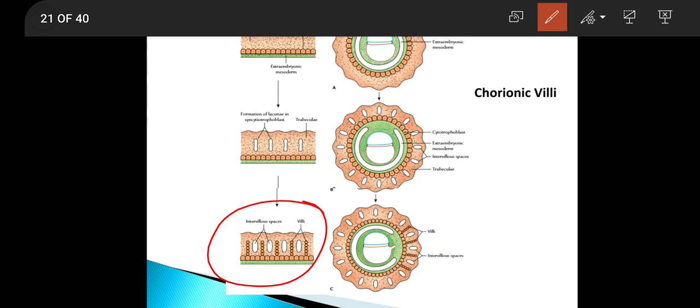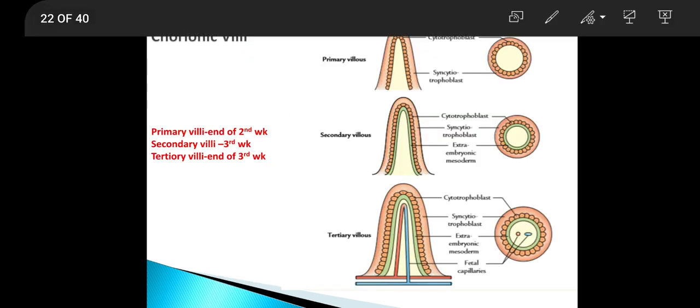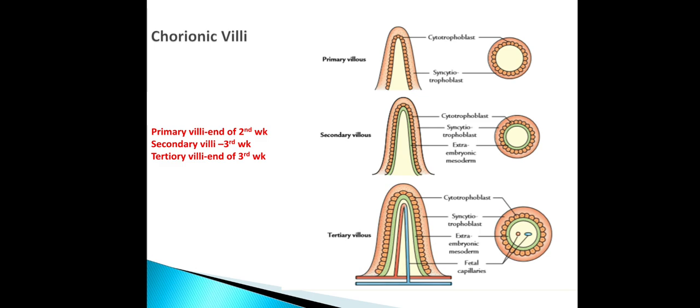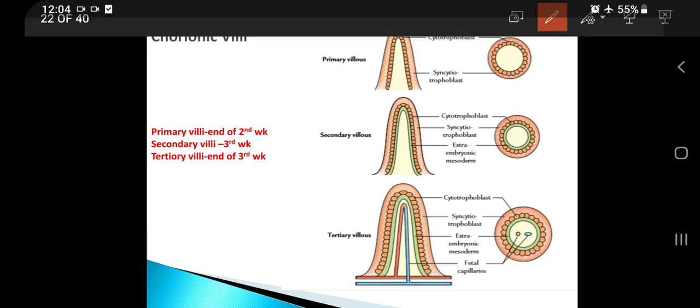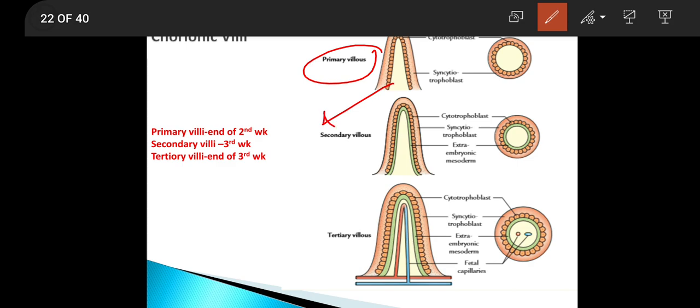So how is the primary villi formed? Cytotrophoblast is extending into the syncytiotrophoblast. If we take the cut section of this area, the central part will be formed by the cytotrophoblast and the periphery will be formed by the syncytiotrophoblast, and in the second week this will be formed. So that will lead to formation of primary villi. Primary villi is formed in the second week, with the inner cytotrophoblast and the outer layer formed by the syncytiotrophoblast. This is cyto and this is syncytio.